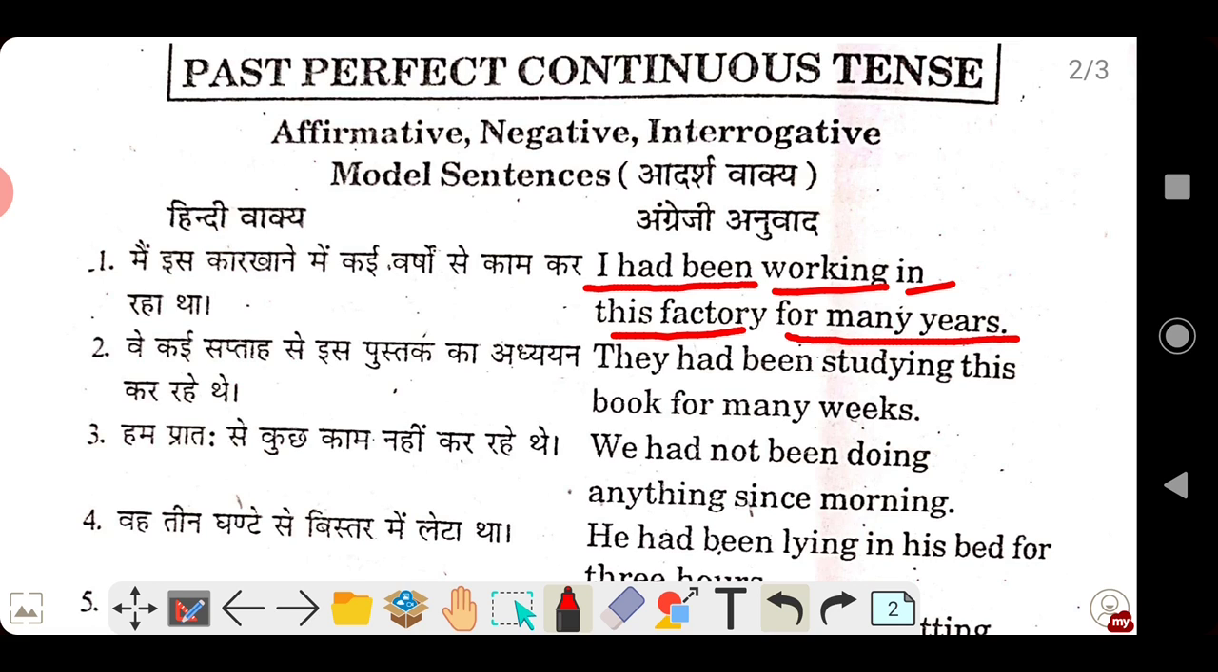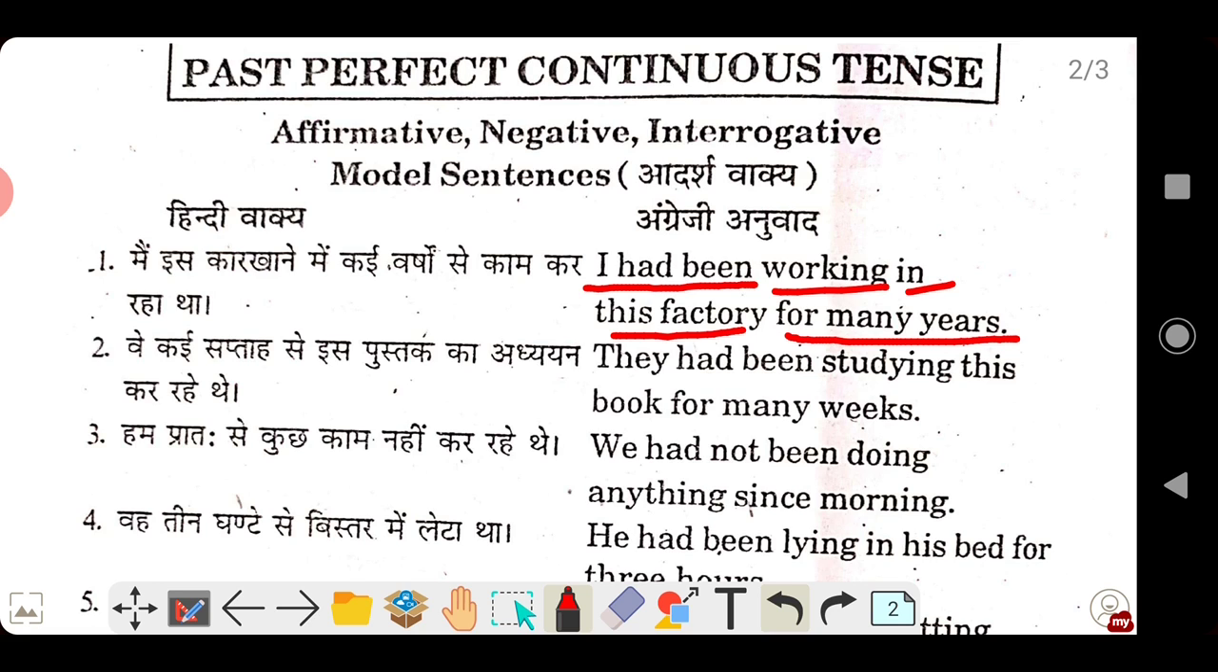I had been working. I told you the difference between past continuous tense and past perfect continuous tense. What is the difference? Whenever we use a past action with some time duration, with some time of reference, we always use past perfect continuous tense. So: I had been working in this factory for many years. We are using for many years. Otherwise, if I didn't use for many years, I would say it this way: I was working in this factory.